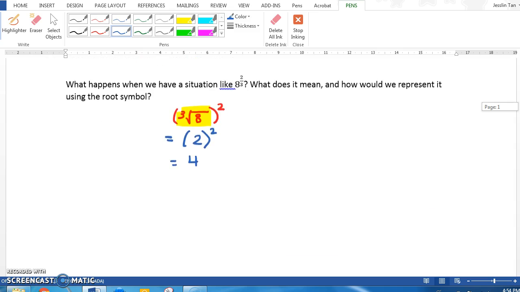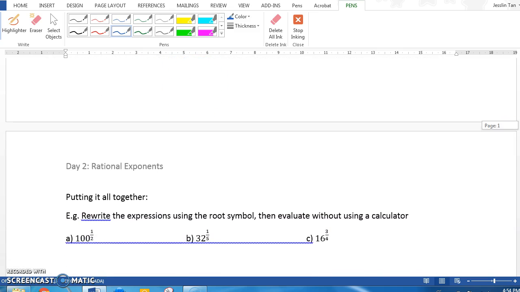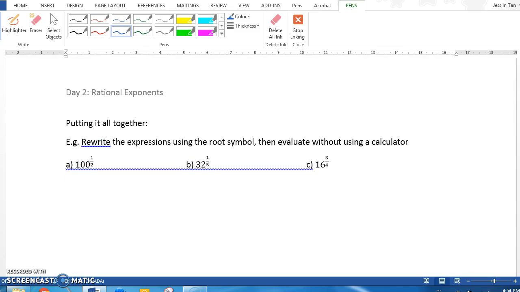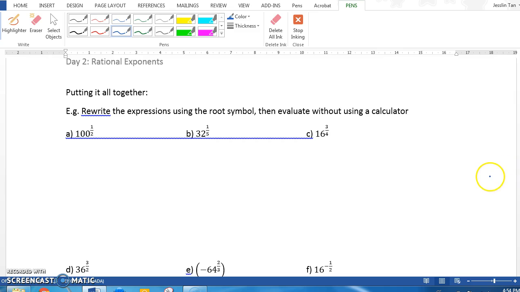So that's what we can do with respect to rational exponents: I can use the root to reduce the value, and the numerator is our regular exponent hanging out on the outside of the bracket. If we now take a look at some examples, we're going to put this all together using the root symbols, and then calculate it without having to use a calculator. If you want to try some of these questions on your own, you can pause the video and then start it back up to see if you're on the right track.